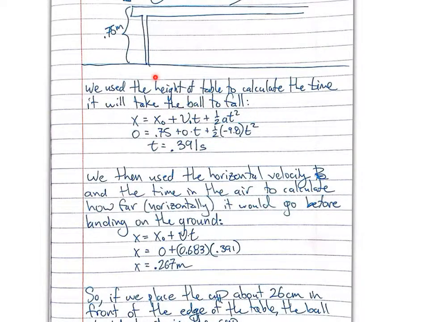But this part right here, I have a sentence that's actually describing what this is. We use the height of the table to calculate the time it will take the ball to fall. And then we use the horizontal velocity and the time in the air to calculate how far, and I'm specific about horizontally because this distance is very different from this distance, it will go before landing on the ground. And again, I listed the equation, I substituted in, and then I'm calculating a value.